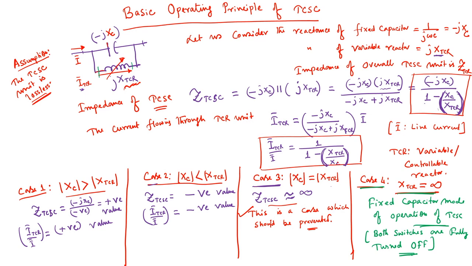So, therefore, this is a very special situation which may be considered. This is not a situation which should be prevented, but it is a condition when there is no role of this TCR, there is no role of the variable reactor, rather this will be turned off and this whole unit will act as a fixed capacitor.